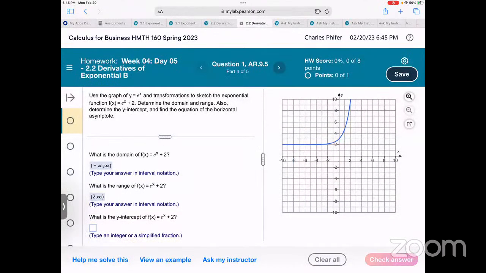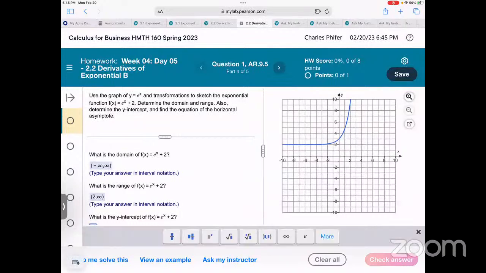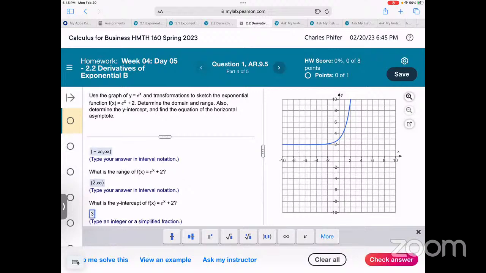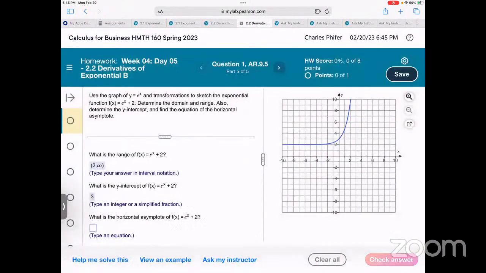What's the y-intercept? Where does it cross the y-axis? So that's going to be, if you let x be 0, you'll quickly see that it says type an integer or simplified fraction. When x is 0, the corresponding y is 3. Okay. The horizontal asymptote. Generally speaking, for an exponential, the horizontal asymptote is the x-axis, y equals 0. But because we moved it up by 2, now the horizontal asymptote is going to be y equals 2.